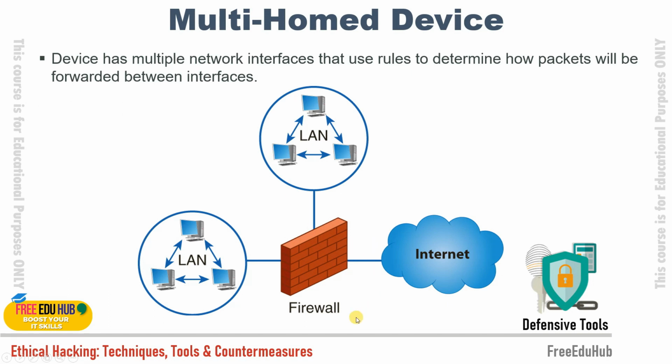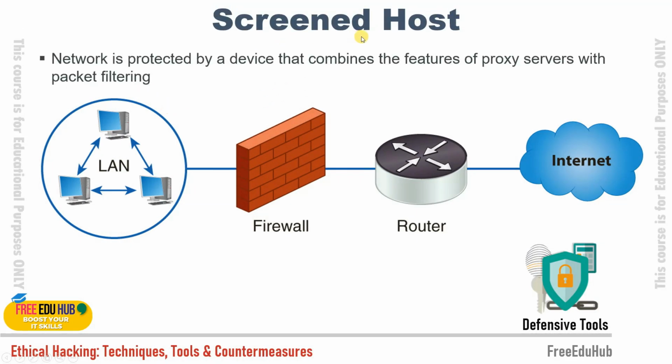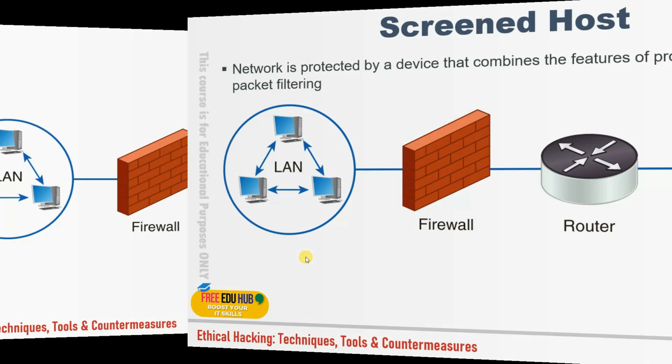So you'll have the internet and then you have a firewall in between. So it is segregating the traffic which is flowing between two different LANs. Then we have a screened host, a network protected by a device that combines the features of a proxy server with packet filtering. So from the internet it would go to the router, from the router it would go to the firewall, and then it would decide where the traffic should flow between the devices.